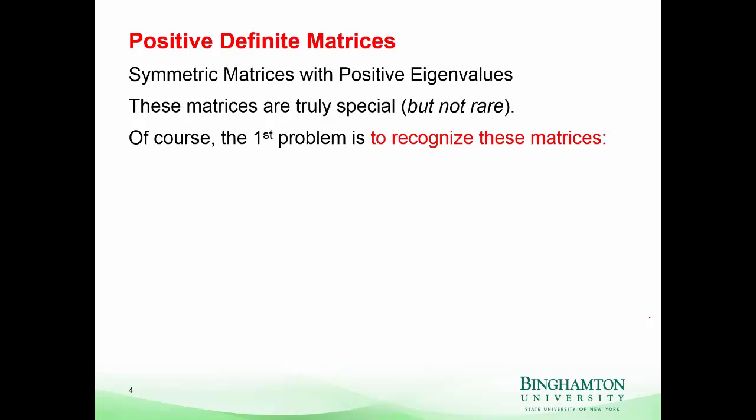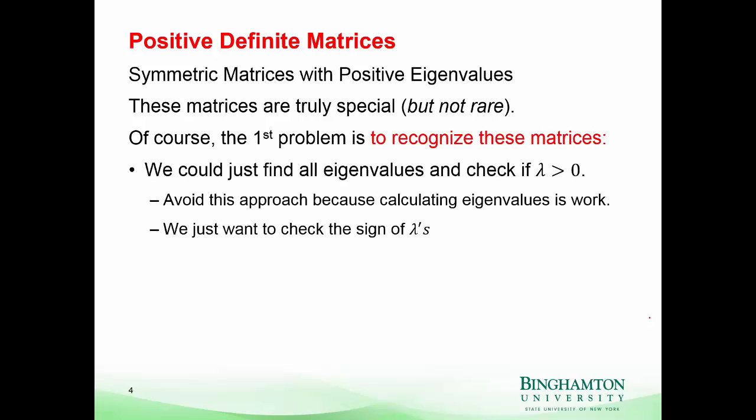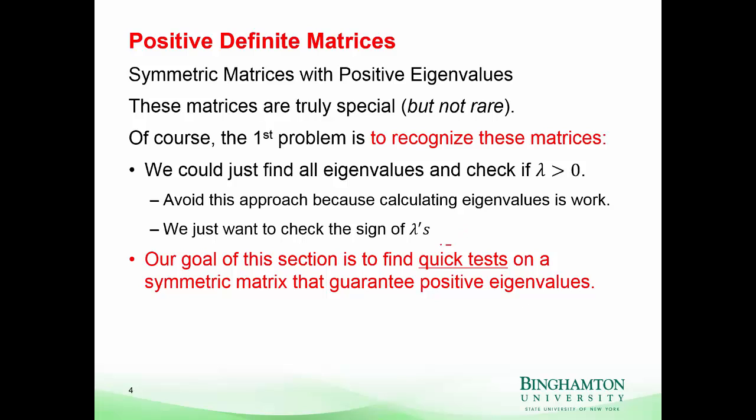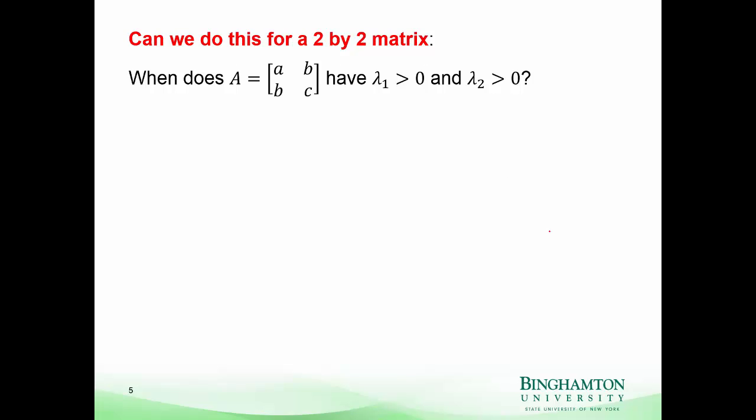So we first want to figure out, when do we have one of these? Now, obviously, we could just find all the eigenvalues and check to see if they're all greater than 0. But that takes an awful lot of work, so we'd like to avoid that. We want to find some simpler way to do that. So we want some sort of quick tests. And this often allows us to say at the very beginning of a problem, hey, we know we're going to have a positive definite matrix for this case because, look, this condition is met. So let's take a look at that.